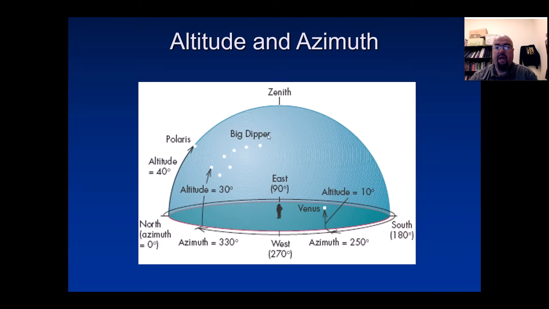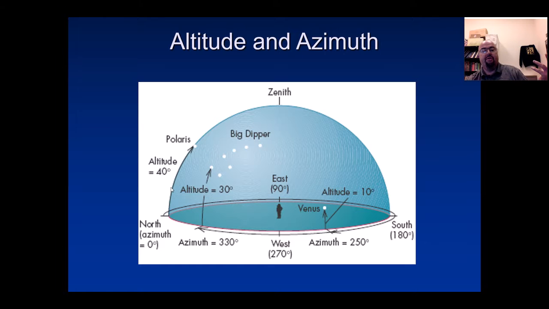It is the height above the ground. So anything directly on the horizon has an altitude of 0. Anything directly overhead, if we were to point straight up, is called the zenith, and that has an altitude of positive 90. And of course, anything in between is some other value.